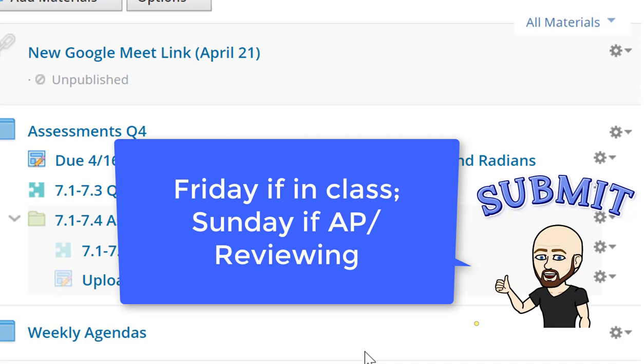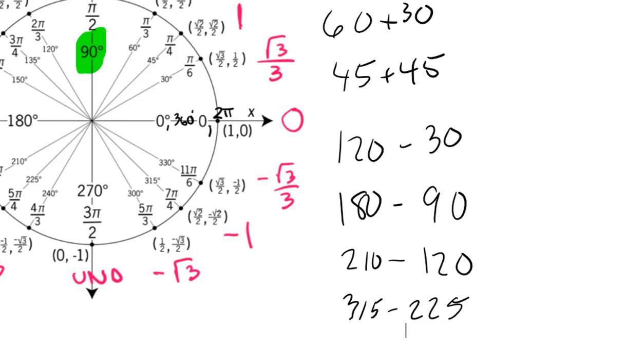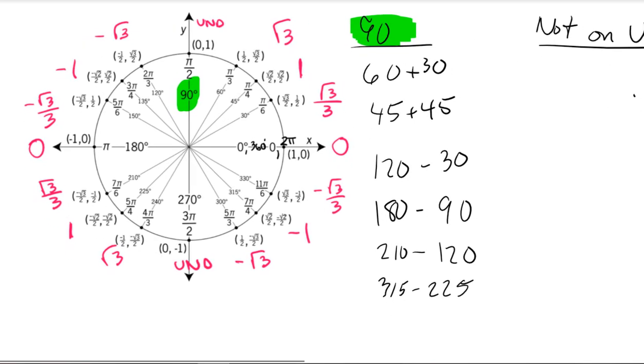Now, what do you do when you're done with the quiz? I'm so glad you asked, because yes, we do have something to do. Just like we kind of reviewed in class and played with in class, there's a whole bunch of ways to get 90, right? So we could start with 60 and 30. I want to find values on the unit circle that can add up to give me 90. And here's two of them. I can do 60 plus 30, or maybe 45 plus 45.